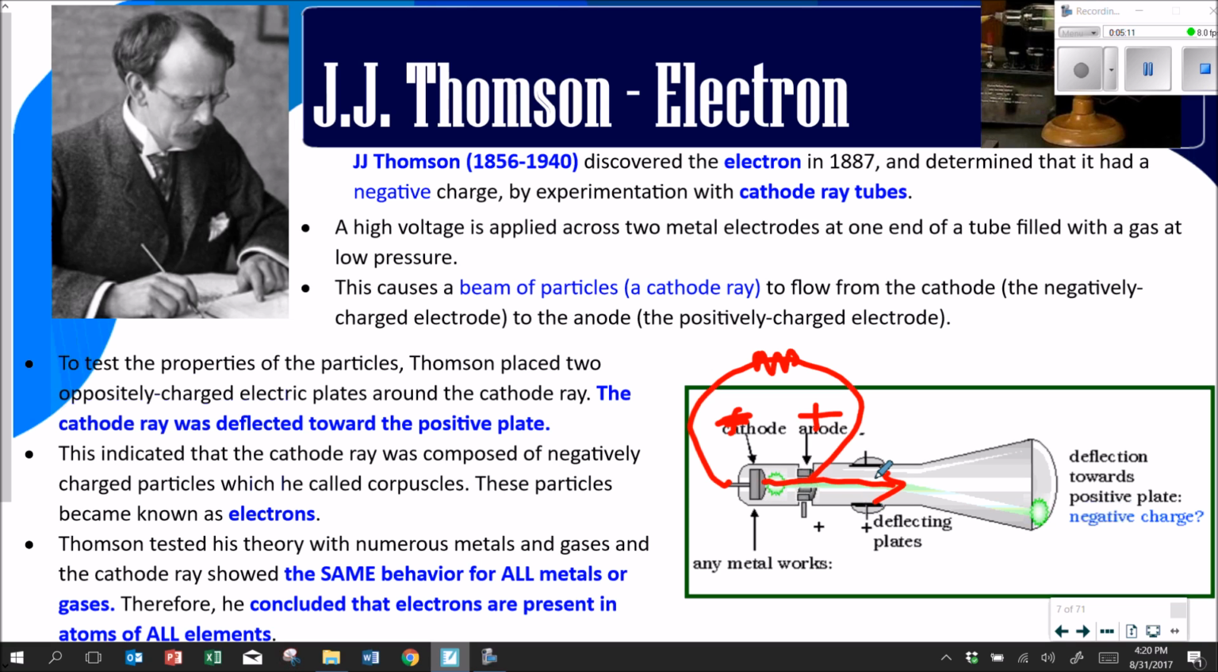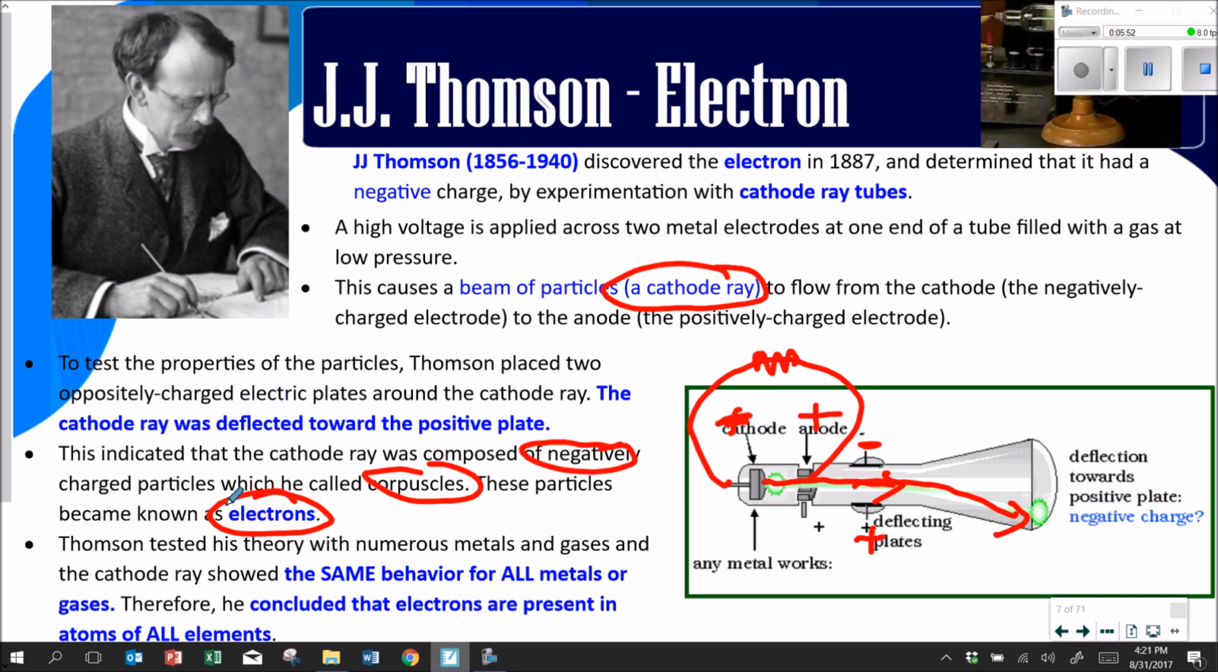So then what Thompson did is he put two deflecting plates around this beam of particles, which is called a cathode ray. So there is a negative plate and a positive deflecting plate. And what he observed was that the cathode ray was always deflected towards the positive plate. So what he concluded from that was that this beam of particles, or cathode ray, was composed of negatively charged particles, which he called corpuscles. These particles later became known as the electrons.